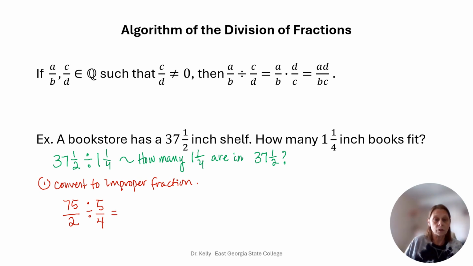Now we can do our stay, change, flip. So we have 75 over 2 times 4 over 5. 75 times 4 is 300, over 2 times 5 is 10. So our answer is 30.